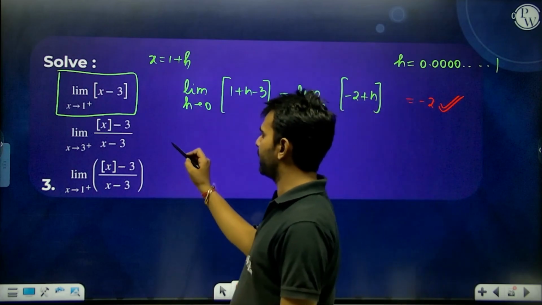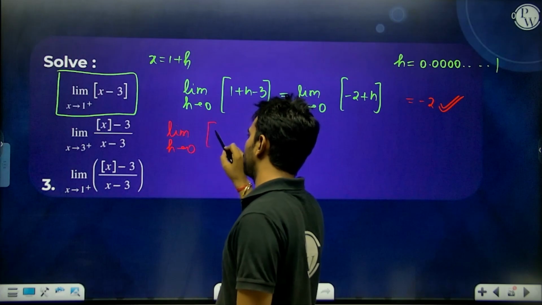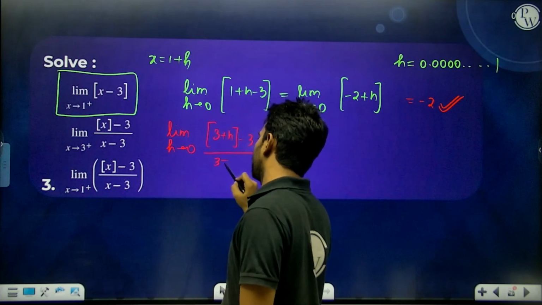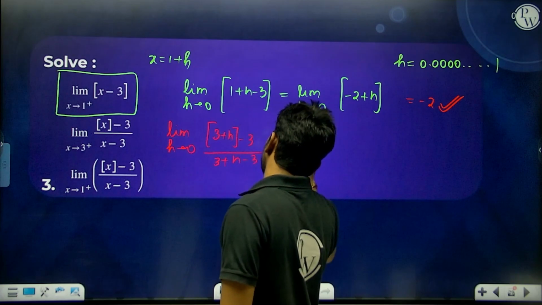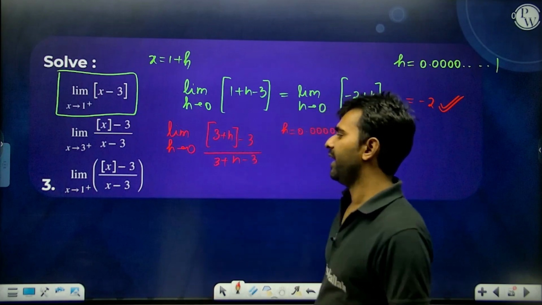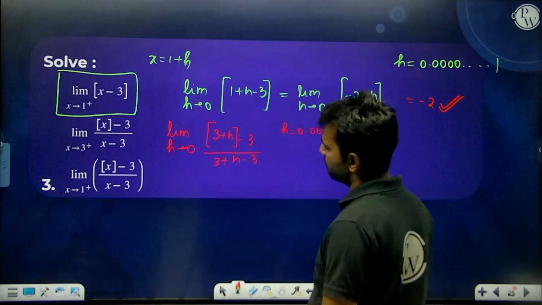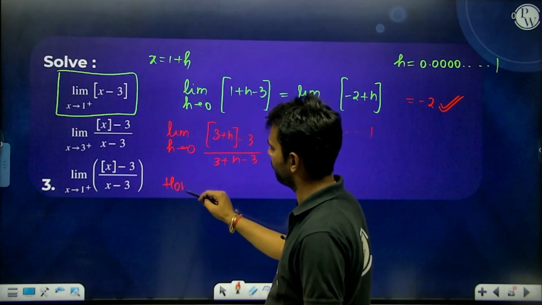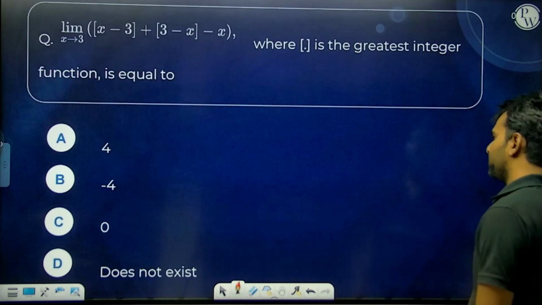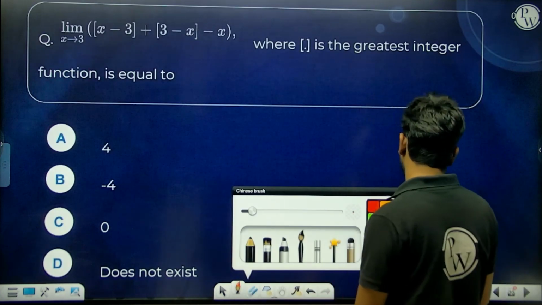Over here also we're going to do the same thing. We're going to take h tending to 0 and in place of x we're going to put 3 plus h. Now h is 0.0000000000001. Put it in and get an idea from here. This particular third problem I'm leaving as part of homework. Yeah, that's it. Now I think you will be able to solve this kind of question.